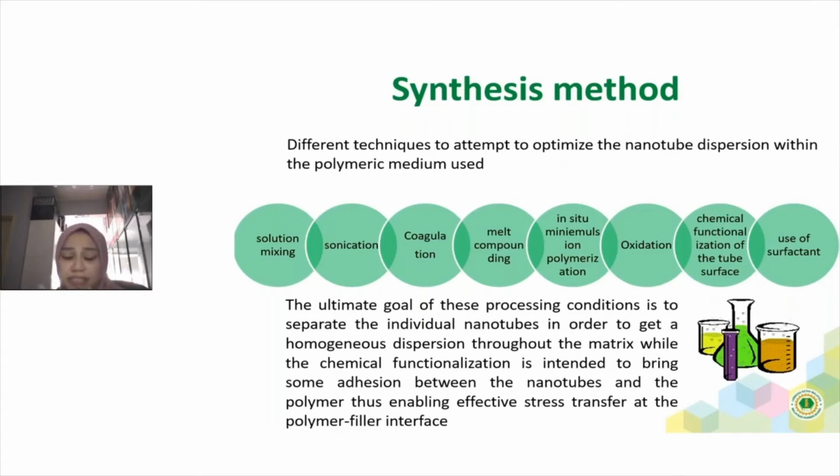This method is quite crucial because the ultimate goal of this processing is to separate out the individual nanotubes in order to get a homogeneous dispersion throughout the matrix, for the chemical functionalization that we introduce into the polymeric media. Why? Because we need some adhesion between the nanotube and the polymer that we use, in order to get effective stress transfer at the polymer-filler interface.